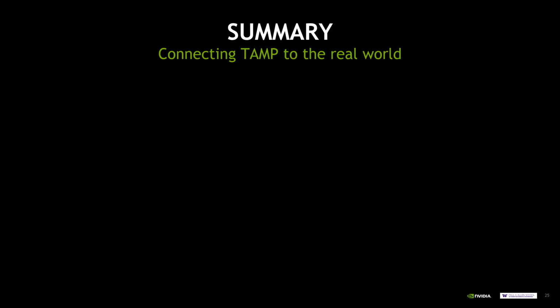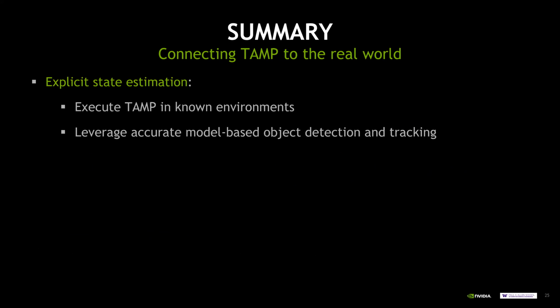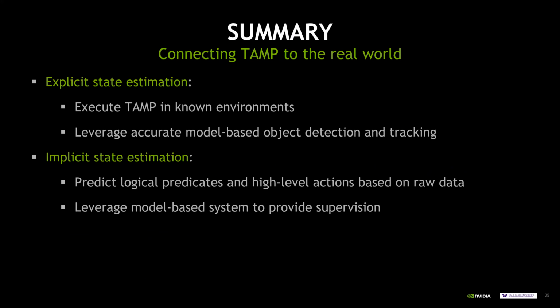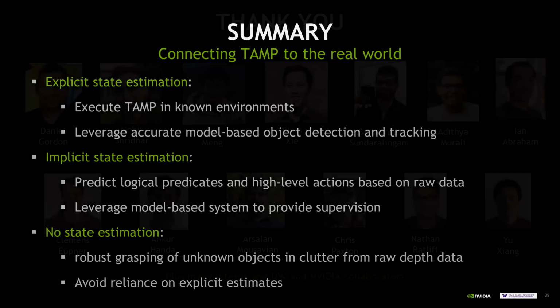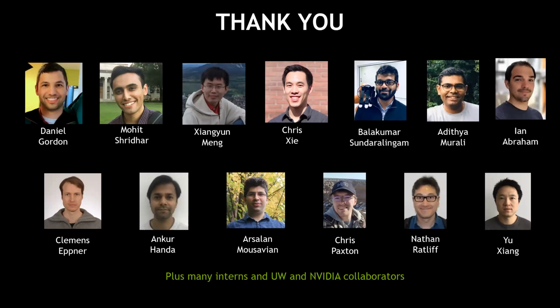So just to summarize, explicit state estimation leverages accurate model-based object detection and tracking. With the implicit version, we can just take the parts that we care about, like the logical predicates and high-level actions, and use them, but we use the model-based system to provide supervision. This still requires some knowledge of the domain. And finally, we work on the version without any state estimation at all, which does robust grasping in clutter from depth. And so thanks to all of my many collaborators, to Dieter and all the various interns and students at UW that we've worked with over the years.